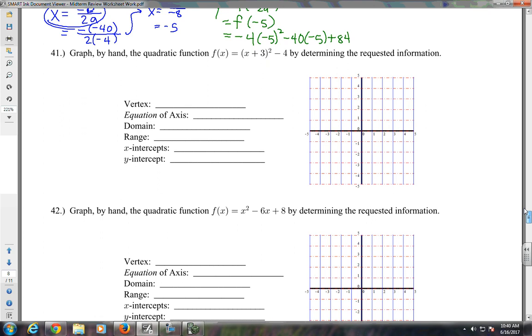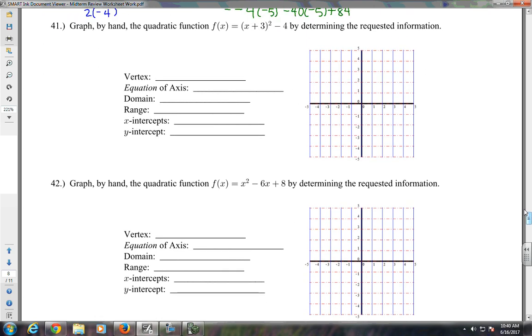next couple of problems. In these cases, we want to graph the parabola. So notice on problem 41, we have this factored form for the function. So to get the vertex, I can just read it directly. The x value, remember, is the opposite of the sign that I see in parentheses. That's a left transformation. And the y value is the same sign that I see outside the function.